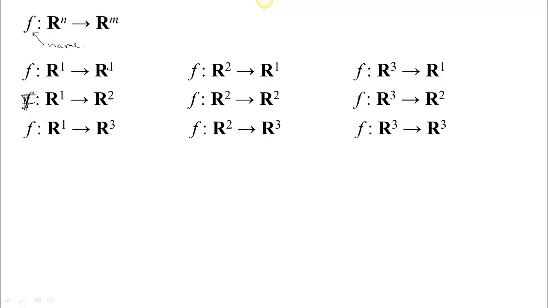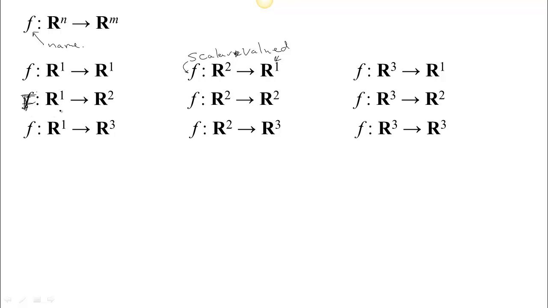Sometimes a function that has only one output, since a single real number is also called a scalar, we call them scalar-valued functions. So you hear that term sometimes. This one is scalar-valued because there's only one number that comes out of it, versus a vector-valued function.